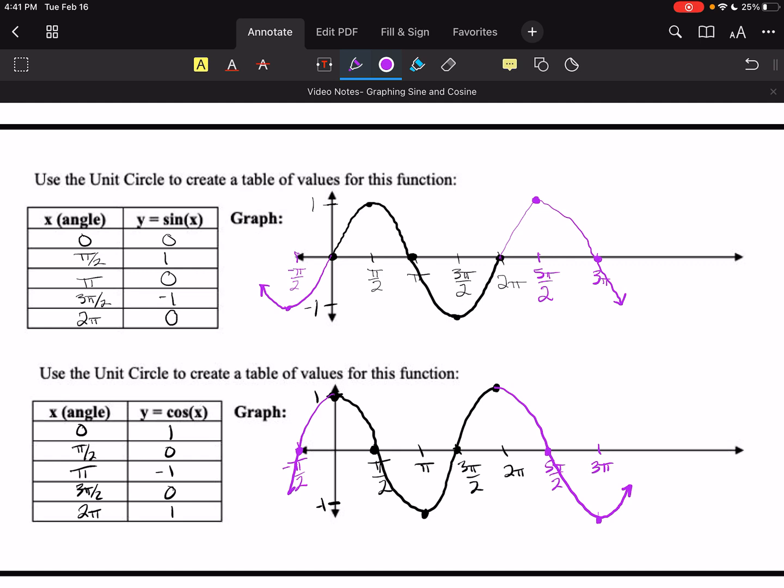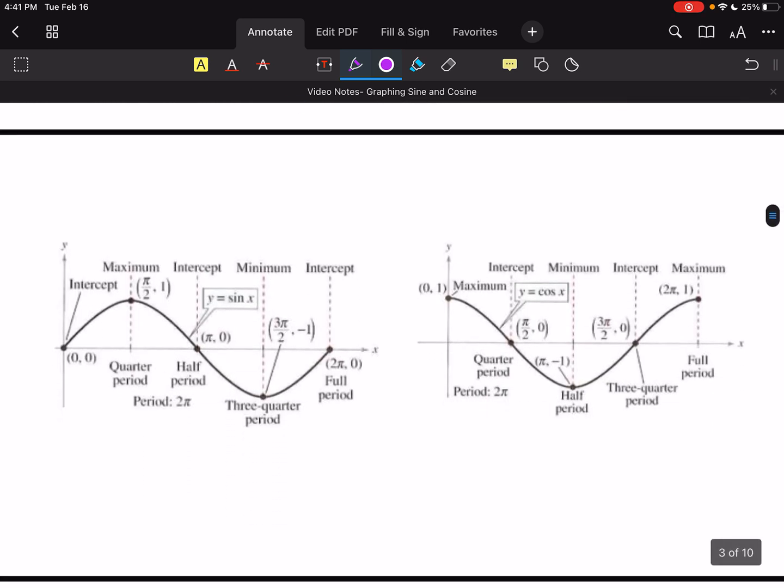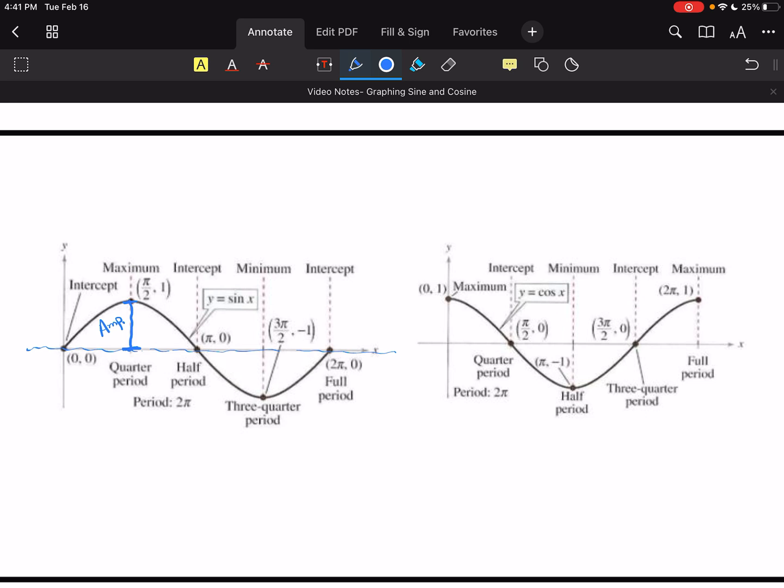And it would continue in that direction as well. Now, just to give a visual of all those terms we've talked about. So here is my amplitude. Okay, my midline is the middle line, right? It almost looks like it splits the graph in half, right? So that's the midline.